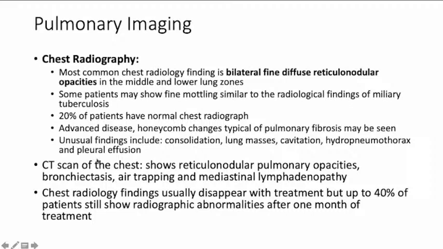In advanced disease, patients may have honeycomb changes that are typical of pulmonary fibrosis. You may have other unusual findings like consolidation, lung masses, cavitation, hydropneumothorax, and pleural effusion. So you can have very different radiological findings. But so long as you have some infiltrates in a patient who has exposure and the clinical criteria that we've already talked about, then you can suspect that you're dealing with TPE. A CT scan of the chest may show reticulonodular pulmonary opacities, bronchiectasis, air trapping, and mediastinal lymphadenopathy.